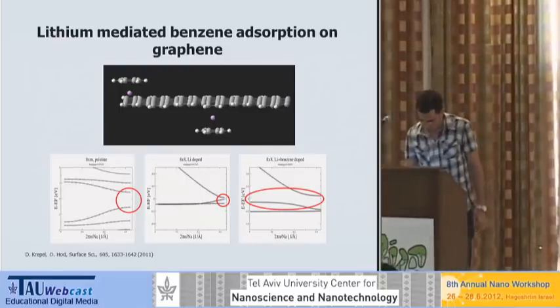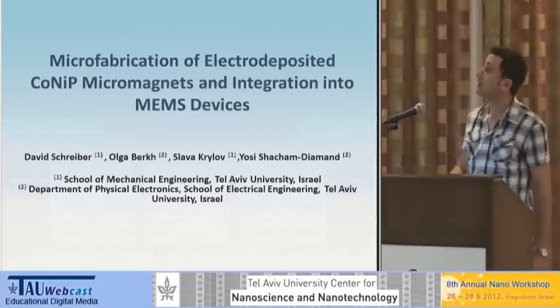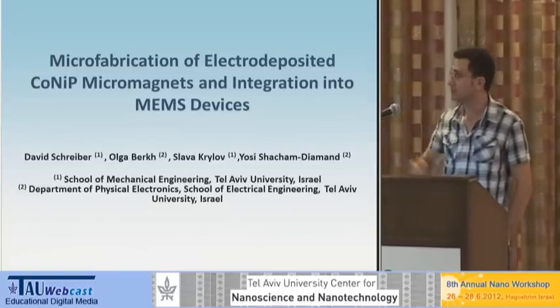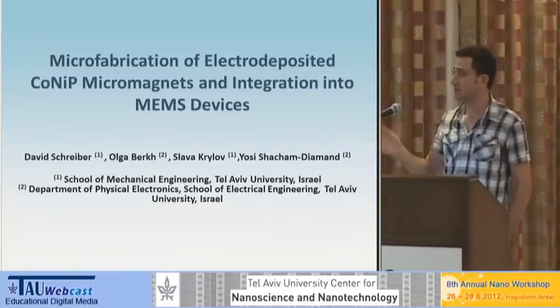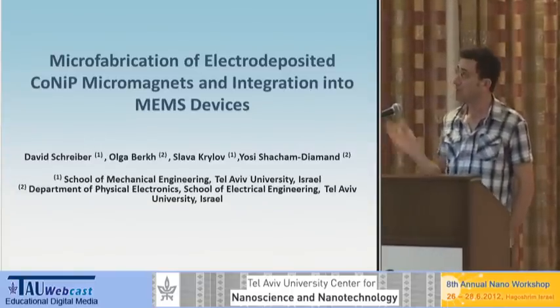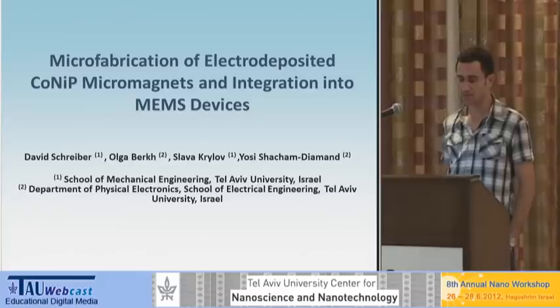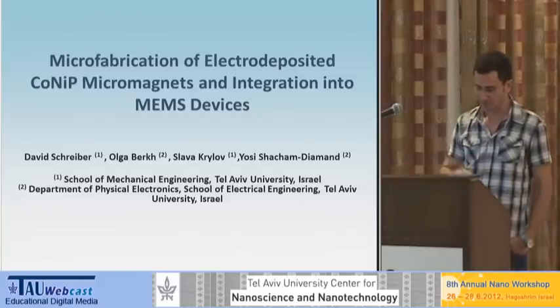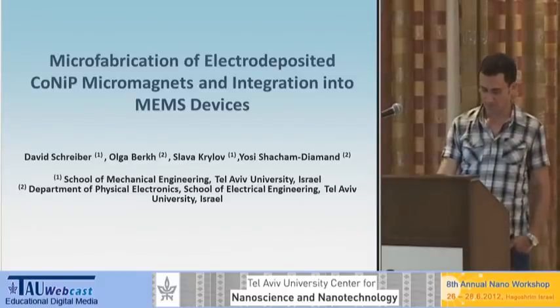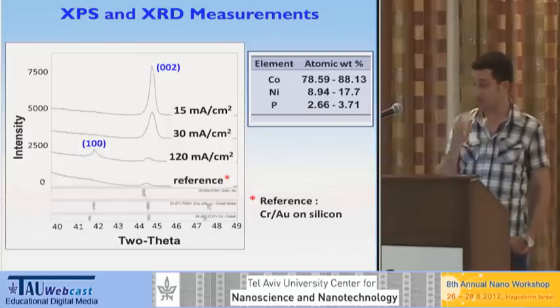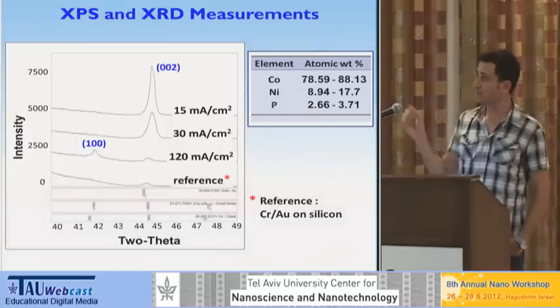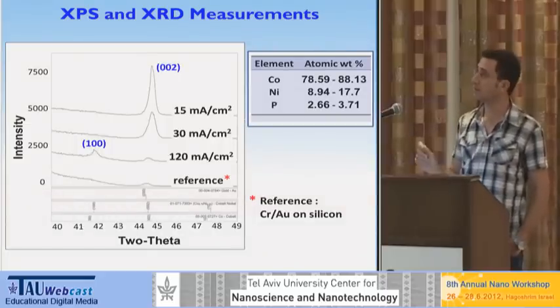Hello, my name is David Schreiber. I'm a PhD student in Slava Krylov's group, and I present work on our electrodeposited cobalt nickel phosphorus micromagnets and their integration into MEMS devices. What we first started doing is evaluating our magnetic thin films. These films are about 1 micron thick.